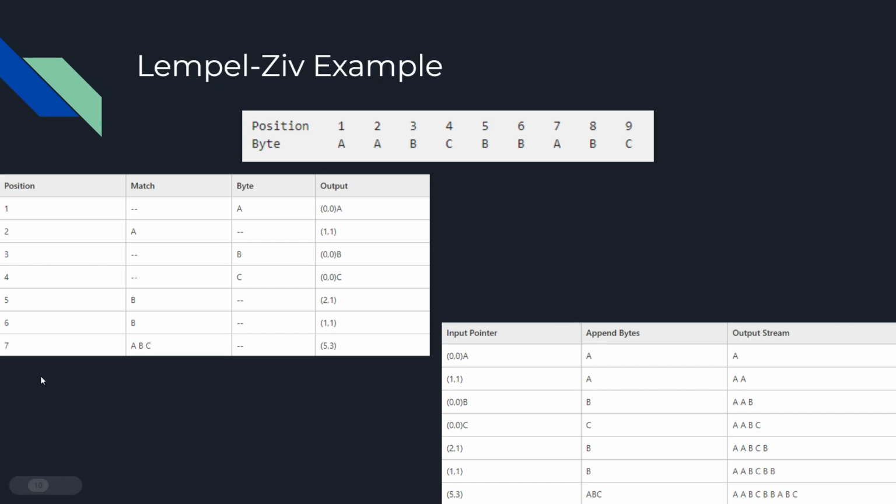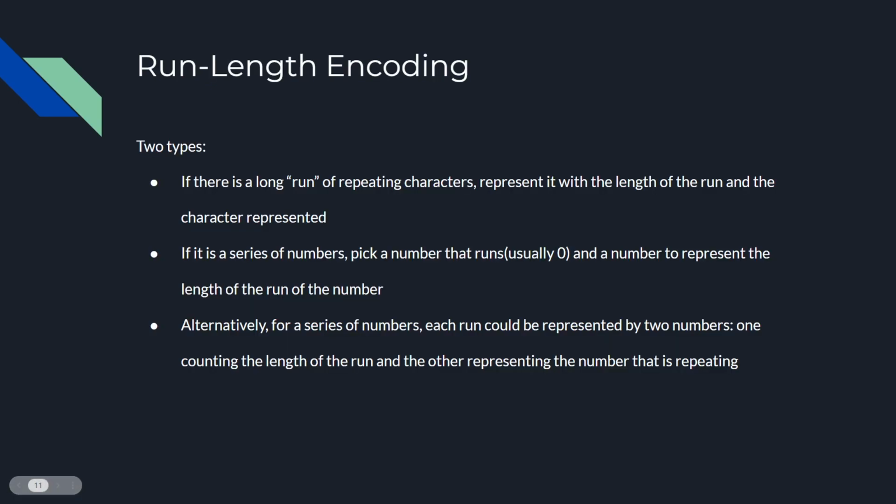Next, let's go on to run-length encoding. This works a little bit differently, and there are many different types of run-length encoding. The first is if there's just a long run of repeating characters, you represent it with the length of the run and the character represented. So if you have a long string of A's, you could say 5, comma, A, which would represent 5 A's together. Pretty simple.